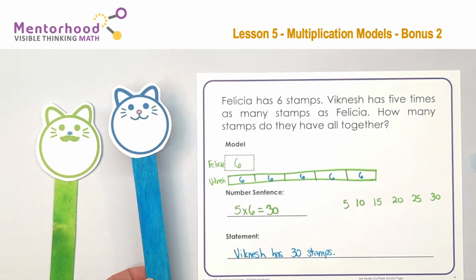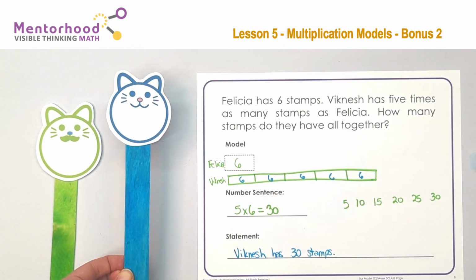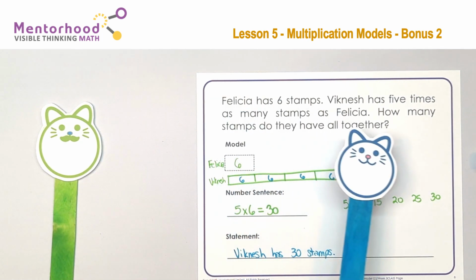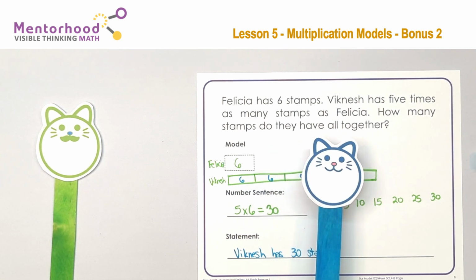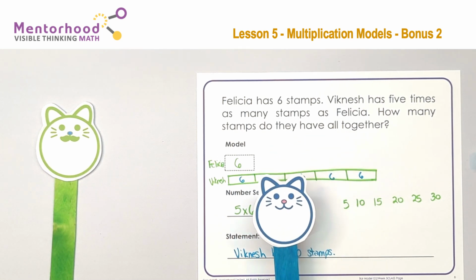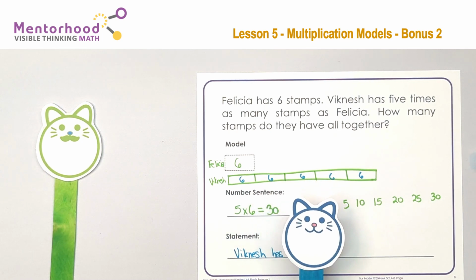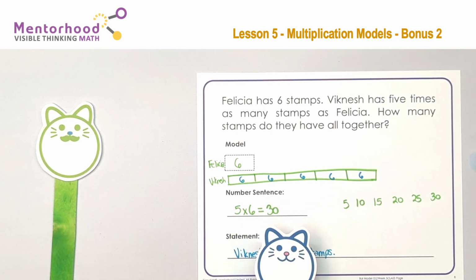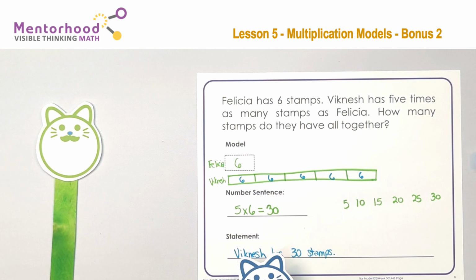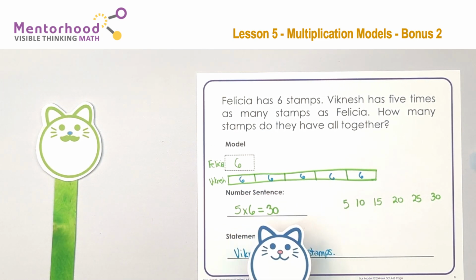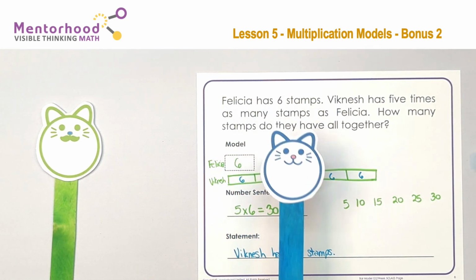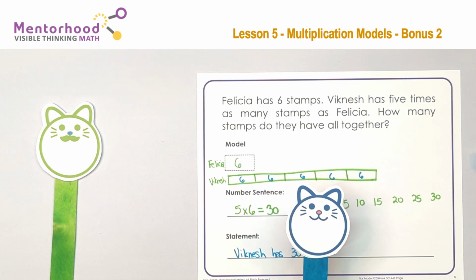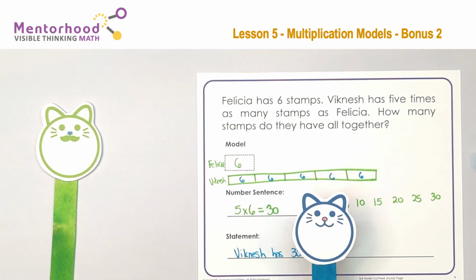Oh, drats! I did the mistake that a lot of people make. I forgot to look at the question and make sure that there were no more steps. We need to know how many they have all together. How do we do that? Well, we know that Vignesh has 30 stamps because I already wrote that in a sentence, silly me. And how many stamps does Felicia have? She's got 6. That was given to us in the question. Felicia has 6 stamps.